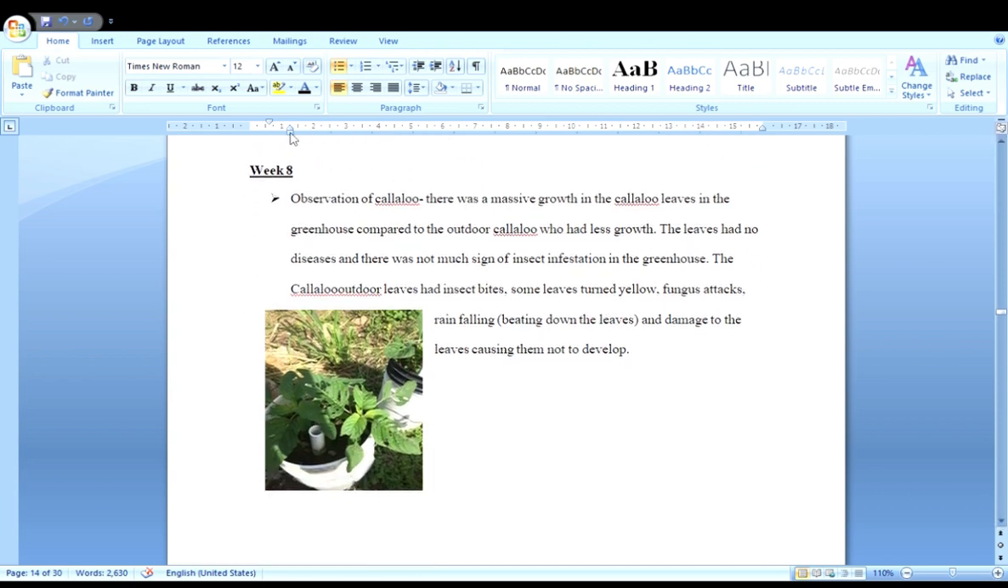Week 8, which is the 8th activity, observation of callaloo. There was a massive growth in the callaloo leaves in the greenhouse compared to the outdoor callaloo, which had less growth.